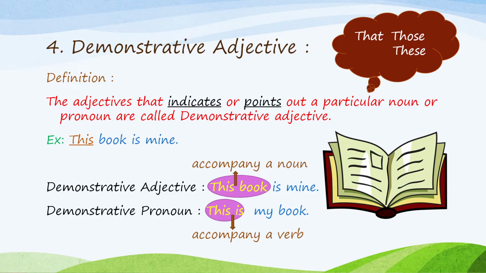While in the second sentence, this is placed just before is. Is is a verb. So, when this is placed just before a noun, it is a demonstrative adjective, and when this is placed just before a verb, it is a demonstrative pronoun. So we can say in short, when this is accompanied by a noun, it is a demonstrative adjective. When the word this is accompanied by a verb, it functions as a demonstrative pronoun. The only thing you have to keep in mind for demonstrative adjective is that this is immediately followed by the noun book. This book is mine. And here, this is followed by a verb. So this is a demonstrative pronoun.